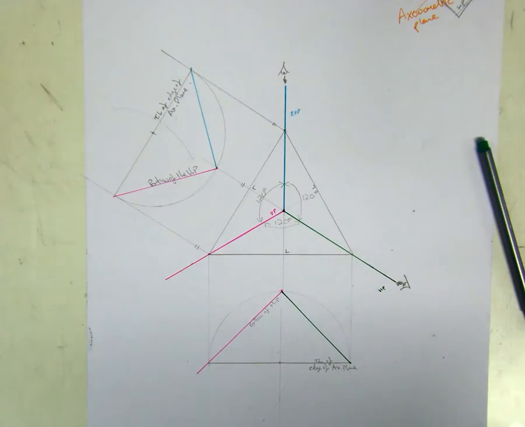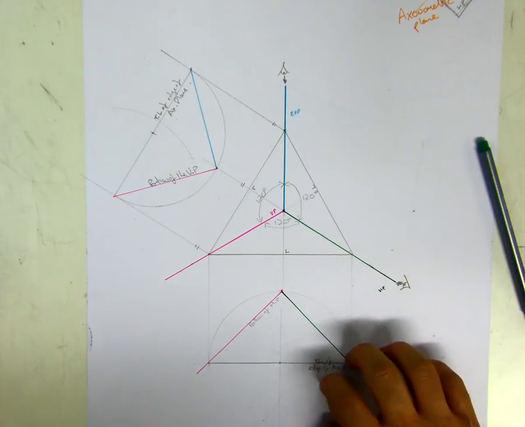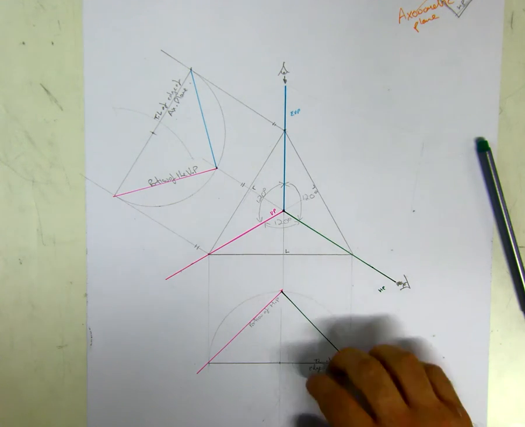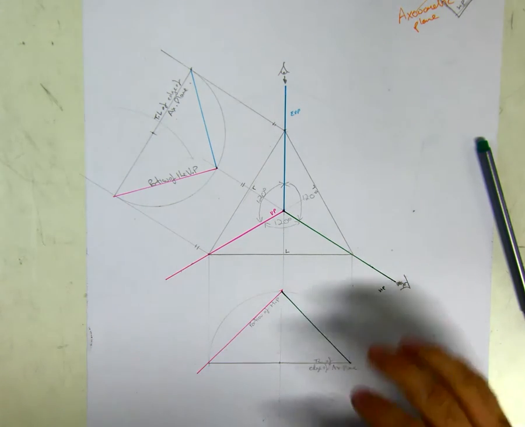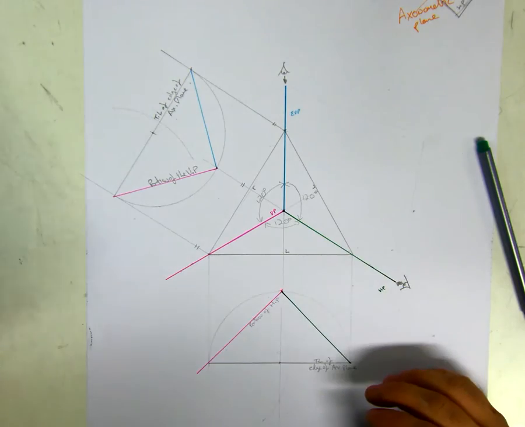Okay, so in the last video we set up the axonometric plane and isometric projection using the axonometric planes. If you haven't seen that, look at the video before you continue on this.